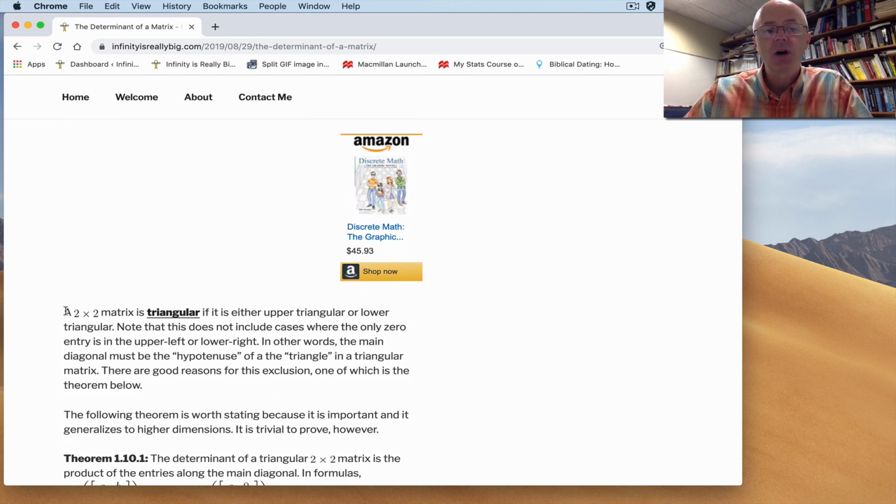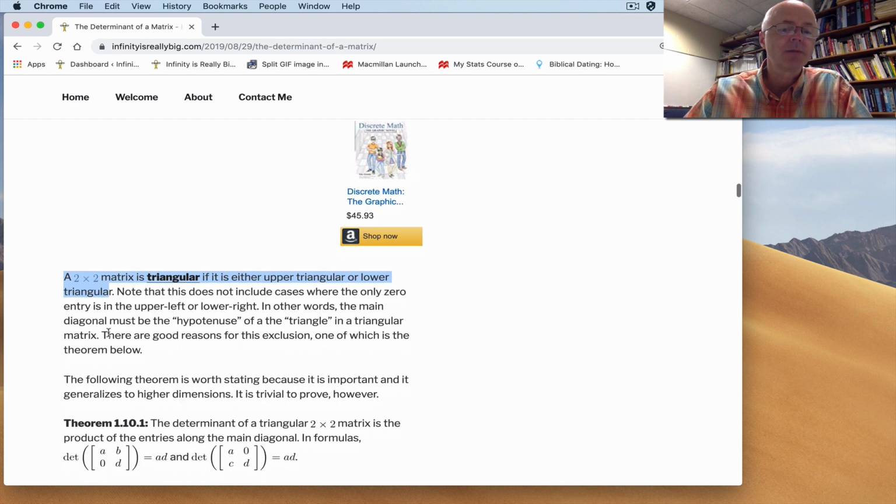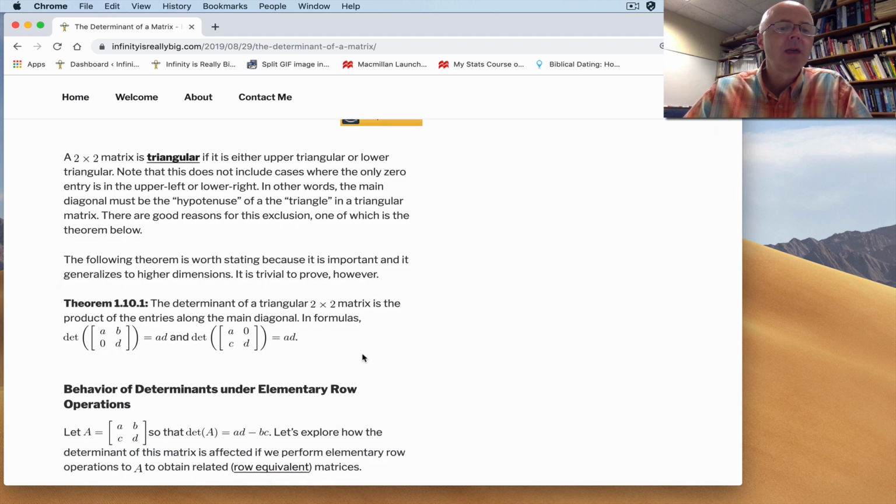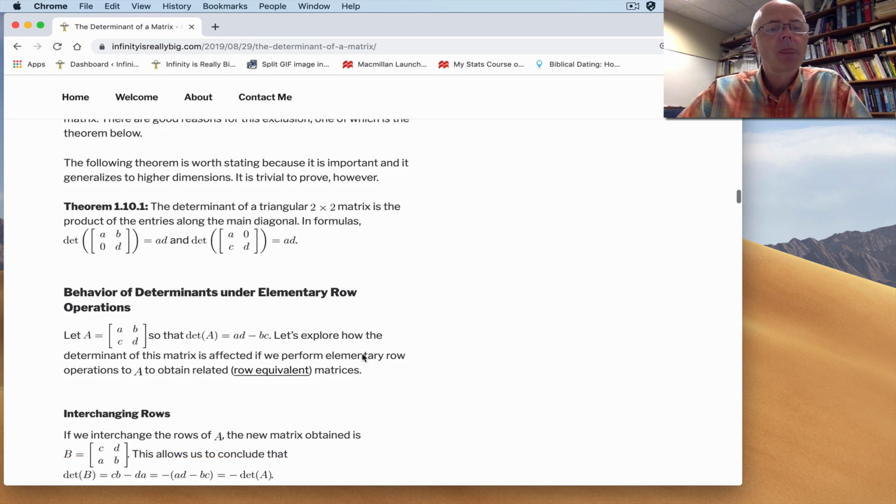A triangular matrix overall is one that's either upper triangular or lower triangular. And we have the following theorem, which is so easy to prove it's almost not worth being called a theorem, but I'm going to call it a theorem anyway. Theorem 1.10.1: the determinant of a triangular matrix, whether it's upper triangular or lower triangular, is the product of the entries along the main diagonal from upper left to lower right. That's called the main diagonal of the matrix. So you can see it here, and this just follows easily from the formula for the determinant of a 2 by 2 matrix as the product of the entries along the main diagonal minus the product of the entries along the off diagonal, or non-main diagonal.